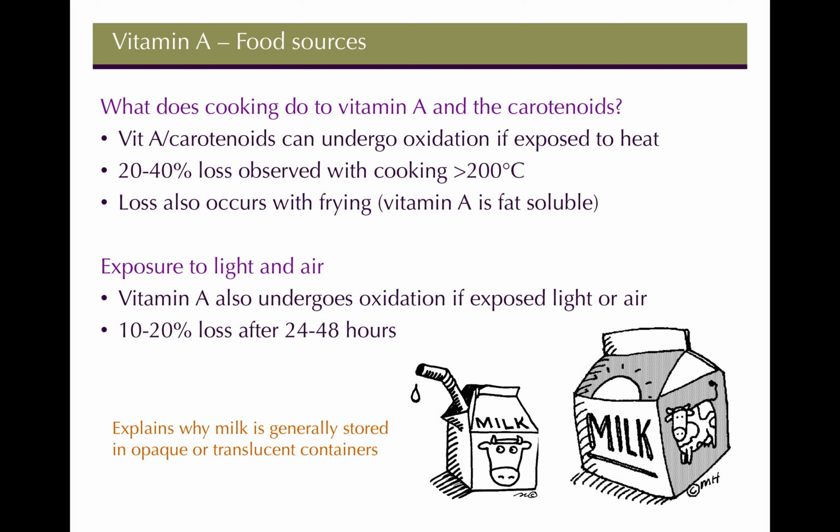And what does cooking do to vitamin A and carotenoids? In general, they're pretty susceptible to oxidation and heat. So vitamin A and carotenoids will undergo oxidation if exposed to heat, and you can basically destroy it. But it usually happens at pretty high temperatures, above 200 degrees Celsius. It's the same thing we saw with water solubles, where you're really losing it at really high temperatures, like pressure cooking, grilling, frying, that type of thing.